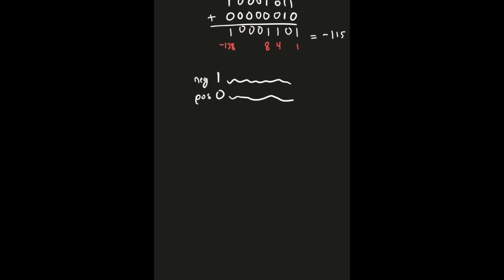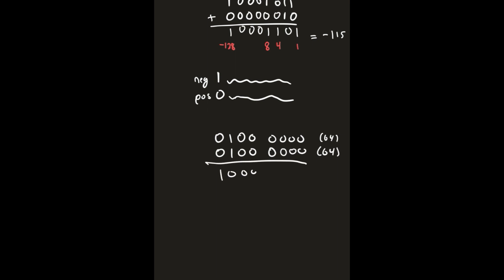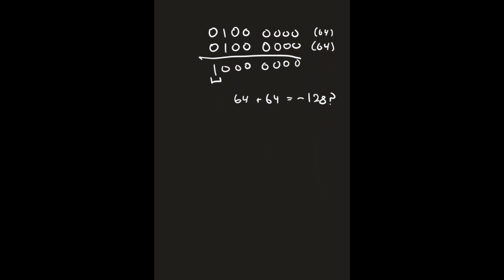But there is some problems with 2's complement. And it's called overflow. Say we add 64 and 64 together. All right, we expect to get 128. But because we decided to make this leading bit represent a negative number, we actually get this weird thing where 64 plus 64 equals negative 128. And that is called overflow.